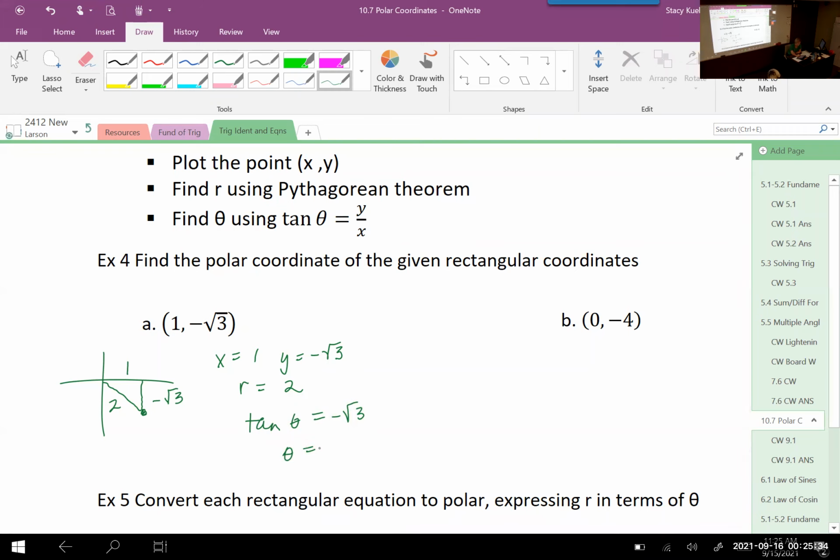Square root of 3 over 2. What angle, when I take the tangent of it, do I get the square root of 3? Pi over 3. Negative... 5 pi over 3. Oh, yeah, that's right, 5 pi over 3. So the equivalent polar coordinate is going to be 2 for r and 5 pi over 3 for theta.